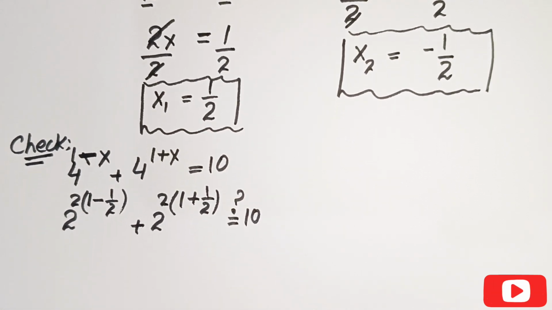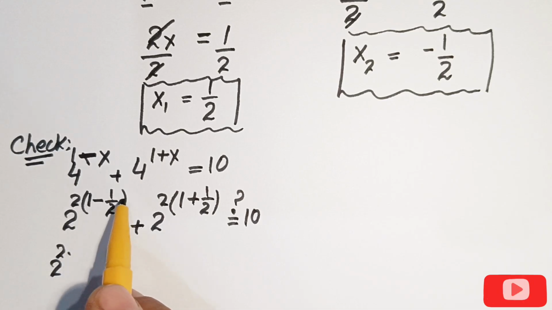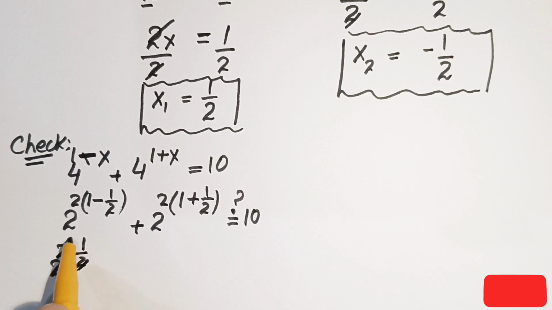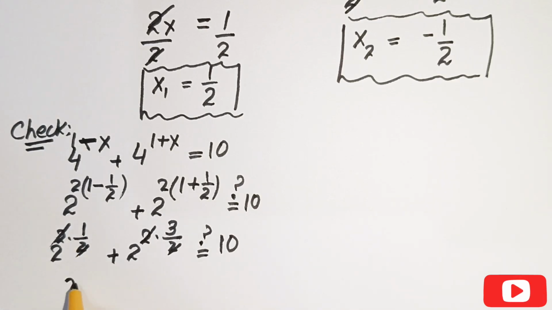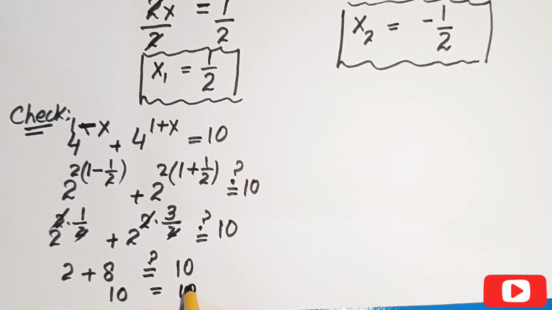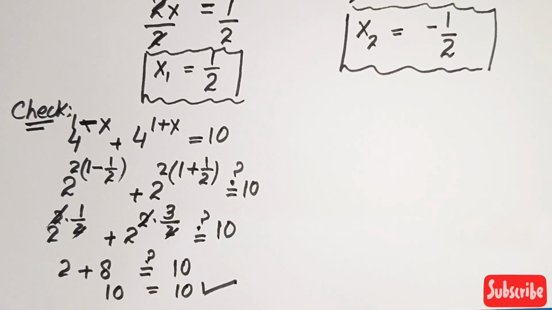Now here we have 2 squared to the power, 1 minus 1 over 2 is 1 over 2, cancelling 2 with 2 we get 1. So here we have plus 2 squared to the power, 1 plus 1 over 2 is 3 over 2, cancelling 2 with 2. Is it equal to 10? Now 2 to the power 1 is 2 and 2 cubed is equal to 8. So 8 plus 2 is equal to 10, and 10 is equal to 10. So our left hand side is equal to right hand side.